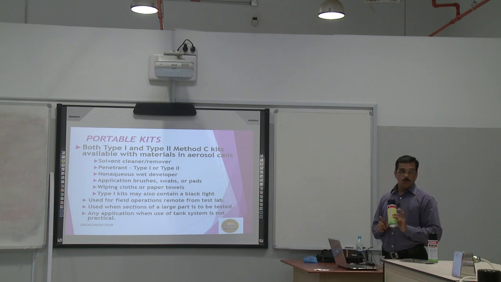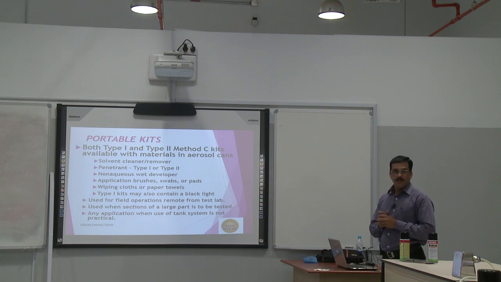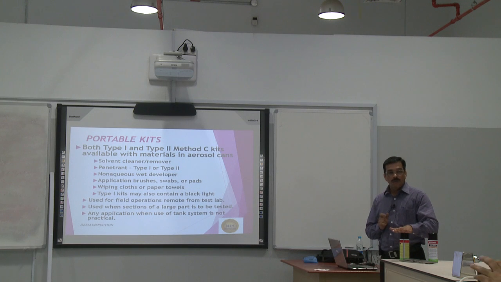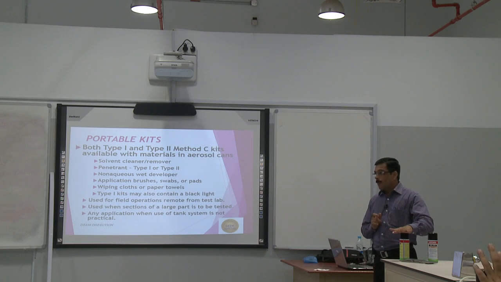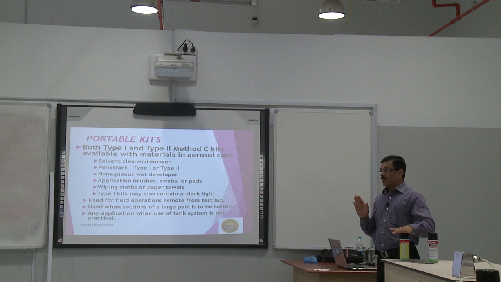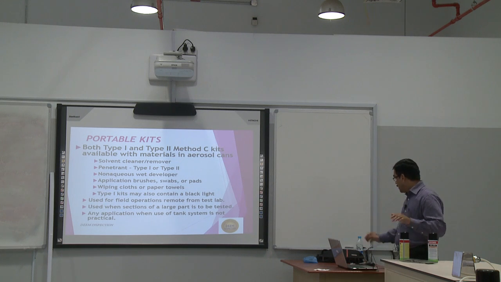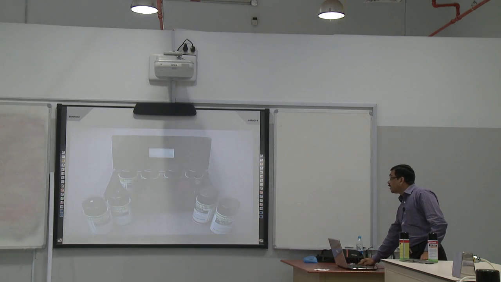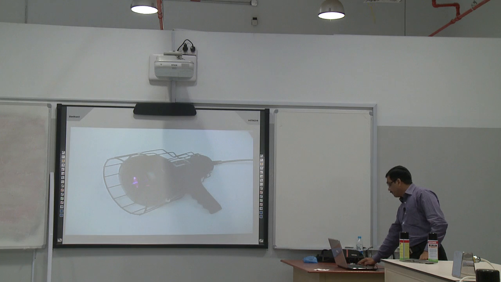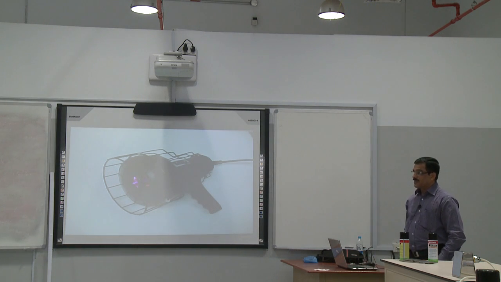We have only type 2. Type 1 we don't have; I think you have not purchased the fluorescent lamp. So if you want to test type 1, we need the fluorescent lamp. No, it's not visible, we cannot see. We can see with this light. We need this light.